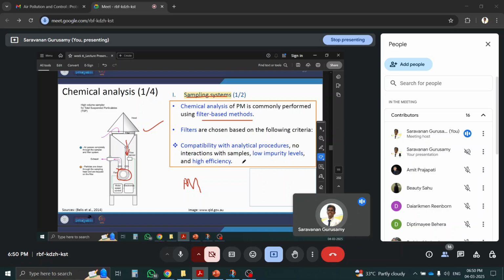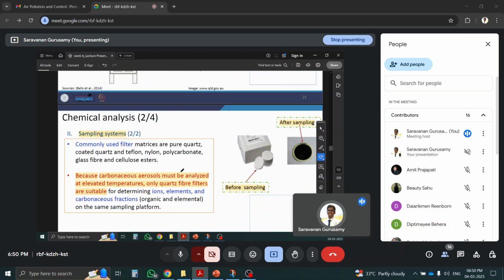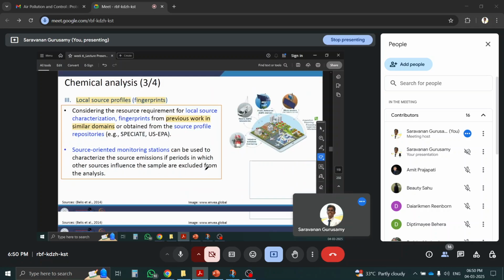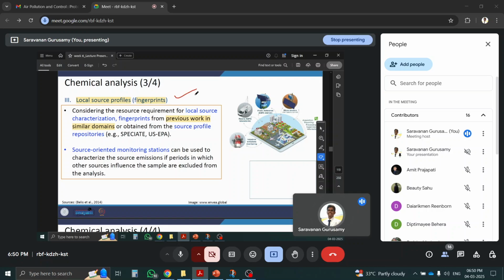Then compatibility with the analytical procedures, no interaction with the sample, low impurity levels and high efficiency are required for sample testing. So you can see the filter papers before and after sampling for the PM. And the local source profile is required, that is the mapping we need to do after finding the results. I mean, if you know the concentration of CO2, then we have to map it with some sources, right? For that we need the local source profile, that is called the fingerprint. What are the sources available for the emission? All that we need for the city or the local region. So the previous work in the similar domain can also be taken for consideration.